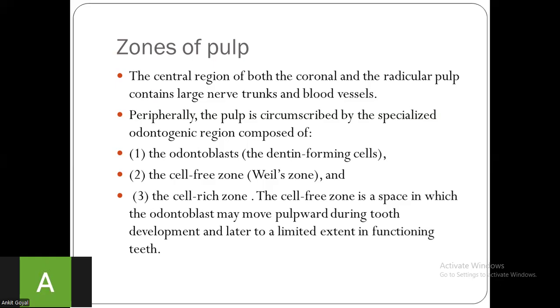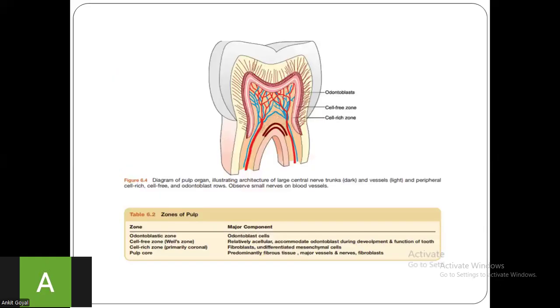So there are three zones. First one is the odontoblast zone, next one is the cell-free zone, and then the cell-rich zone. This is the diagram which is showing the zones of pulp. As we see, the first zone is the odontoblast zone, the second one is the cell-free zone, and the third one is the cell-rich zone. The cell-free zone is mainly known as Weil's zone.